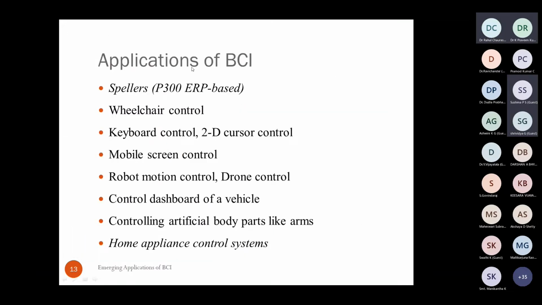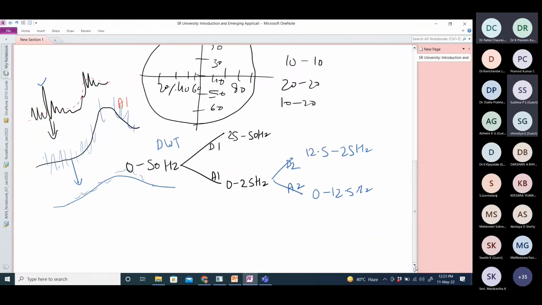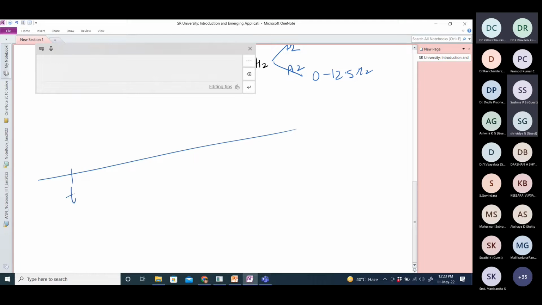So what are the applications of P300 Speller, brain-computer interfacing? The first application is called Speller, or P300 ERP-based Speller. I will tell you what P300 is. When I was showing you the TV and mobile images, what happens there? Suppose you show the mobile to the person at time t equal to 0. Your EEG signal for that mobile will have a peak, like in an ECG, and it is a positive peak.